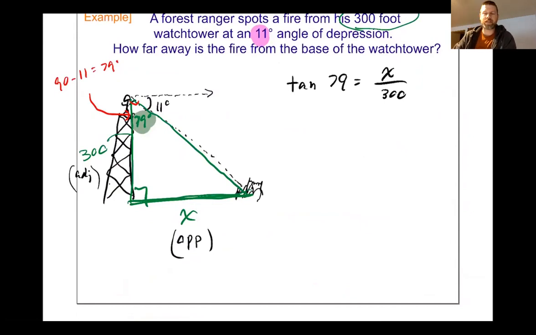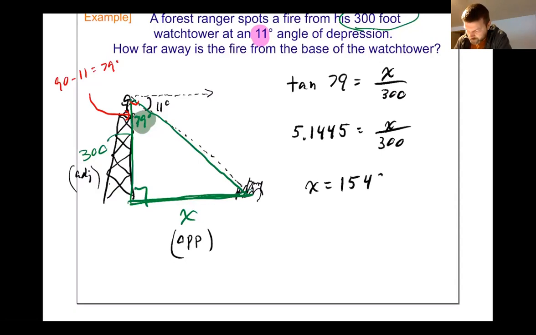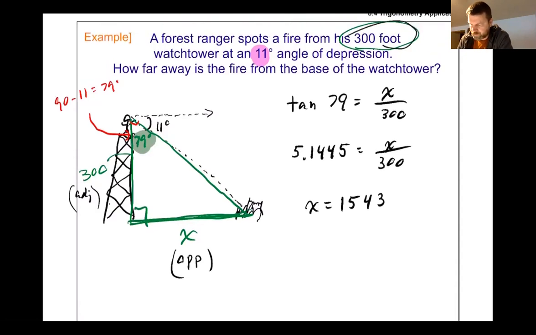I showed you the last couple of times, but this time I'm just going to type it in my calculator off to the side here. That's 5.1445. So 5.1445 equals X over 300. And then just multiply both sides by 300. My final answer is about 1,543. What are we measuring in feet? Yeah, the 300-foot watchtower. So the fire is about 1,543 feet away.